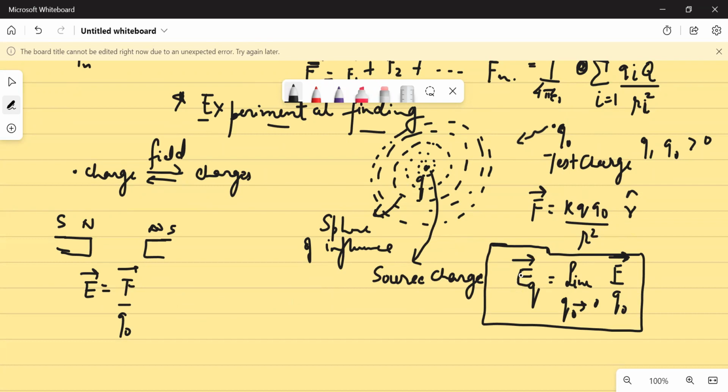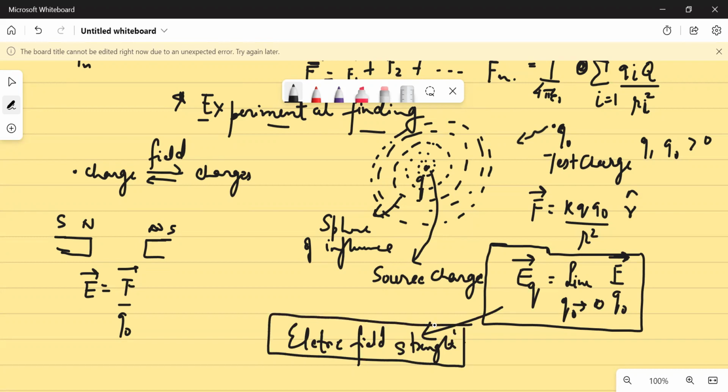The better way of describing the same thing is that you bring a test charge, and the test charge should tend to 0 so that it does not distort this particular field. It should be sufficiently small so that it does not interact much and distort the field. So we bring a sufficiently small test charge, find the force exerted on it, and then divide. You'll get the electric field strength vector, or the strength of the electric field. Is that clear to you till now? Or is there some problem, or am I going too fast? Just let me know.